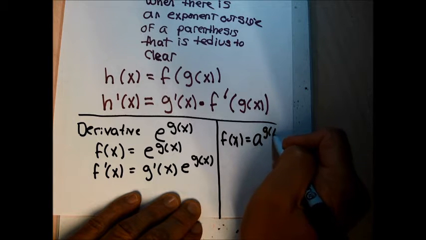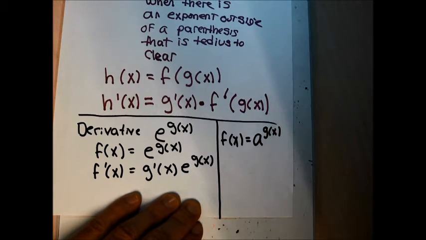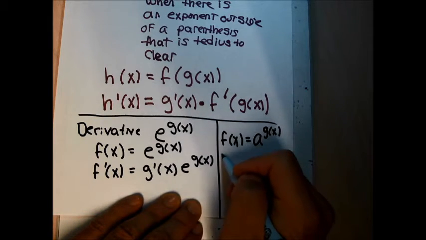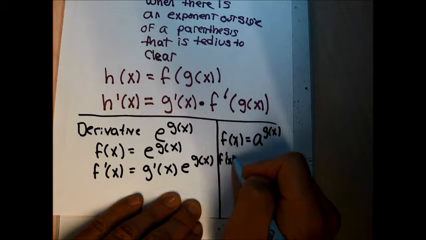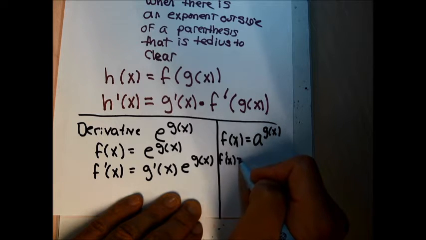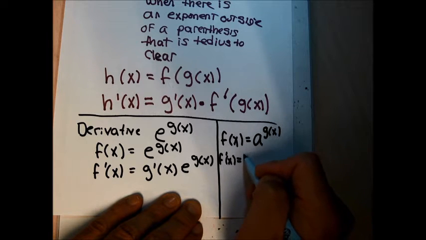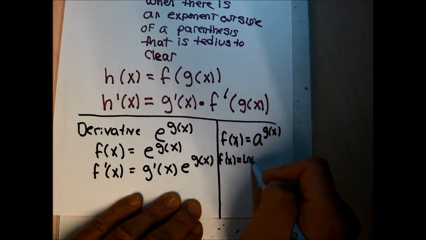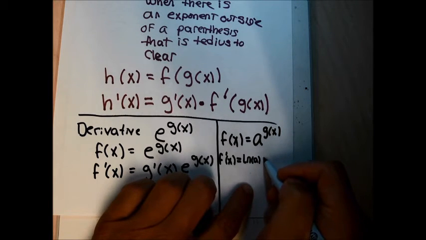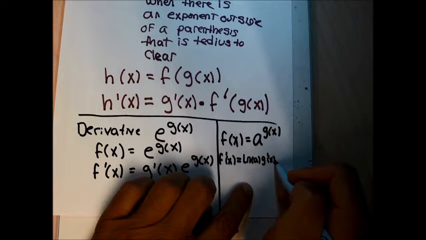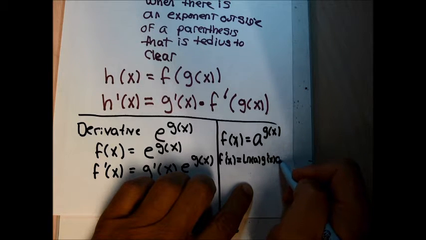The next derivative we're going to learn is when we have a number with an exponent that has an x in it. So a to the g of x. And its derivative is almost exactly the same. The only difference is we have to tack on a natural log of the base. So it's going to be the natural log of the base, times the derivative of the exponent, times the original function unchanged.